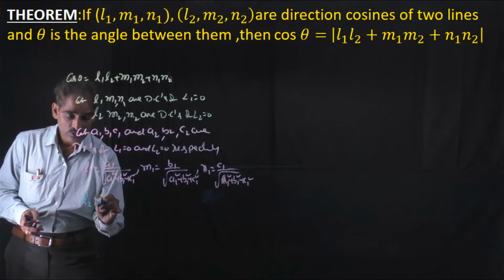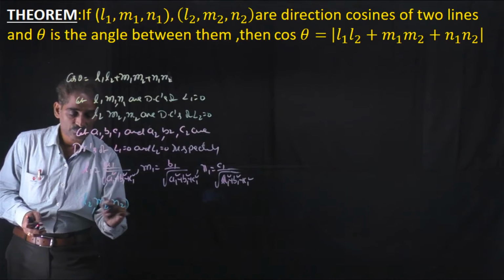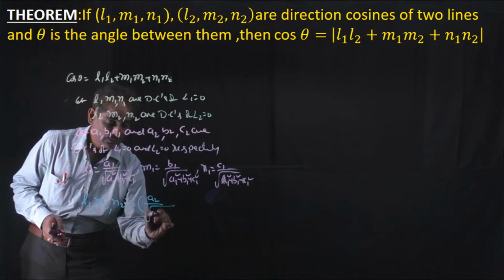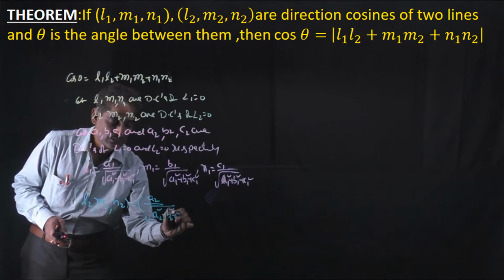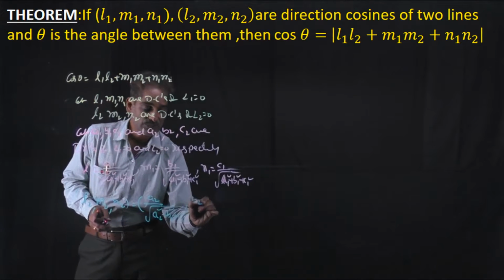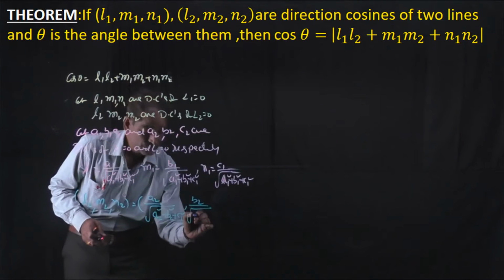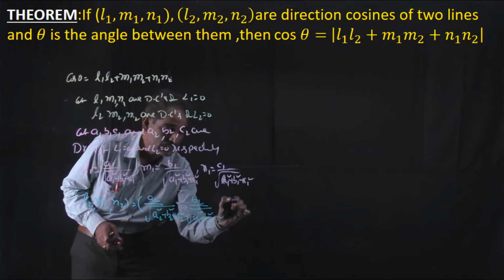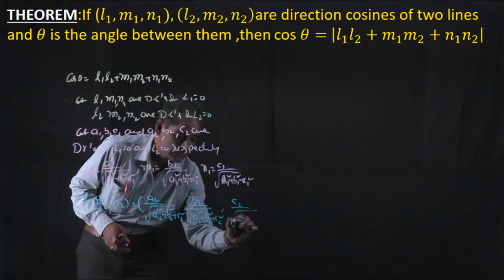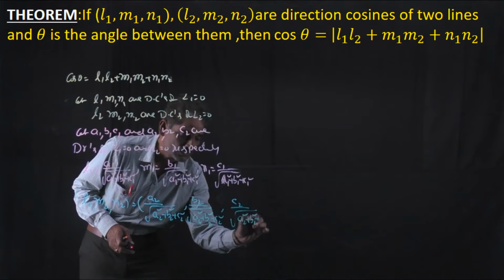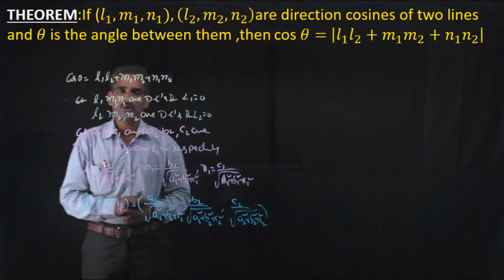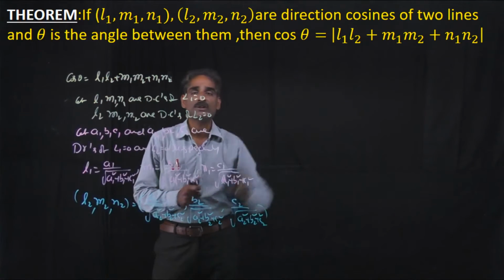Therefore, L2, M2, N2 are equal to A2 by root of A2 square plus B2 square plus C2 square, and B2 by square root of A2 square plus B2 square plus C2 square, and C2 by square root of A2 square plus B2 square plus C2 square. These are the relations between the DCs and DRs. We have a formula for cos theta in terms of DCs.